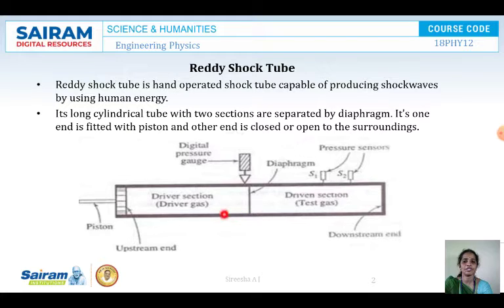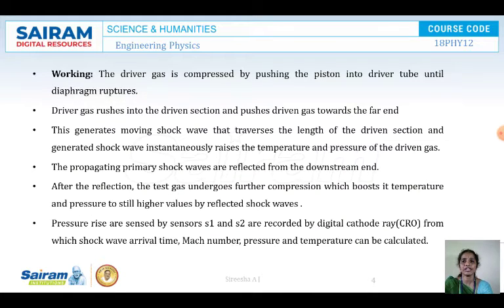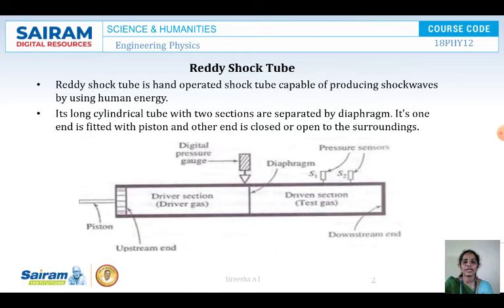See here, this is a digital pressure gauge connected to the driver section. Pressure sensors S1 and S2 are connected to the driven section to detect the pressure in it. There is a digital pressure gauge and a piston. This is the construction of a Reddy shock tube. Now we see the working of a Reddy shock tube. The working is given over here and I will explain it with the help of a diagram.